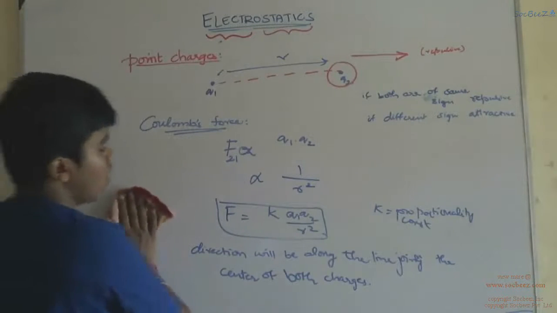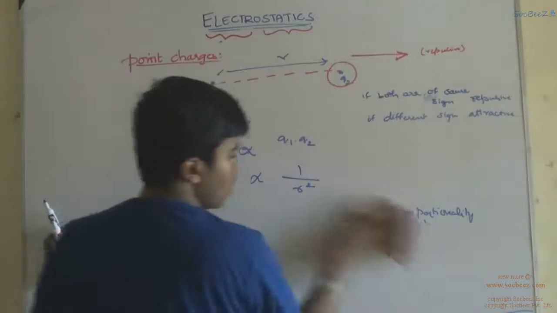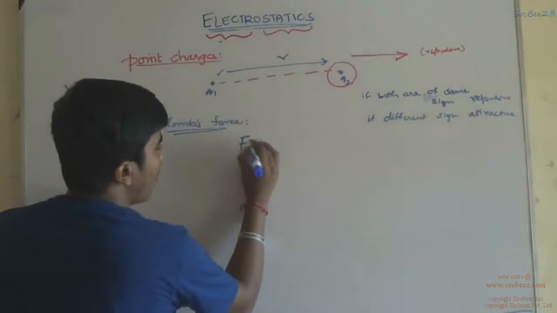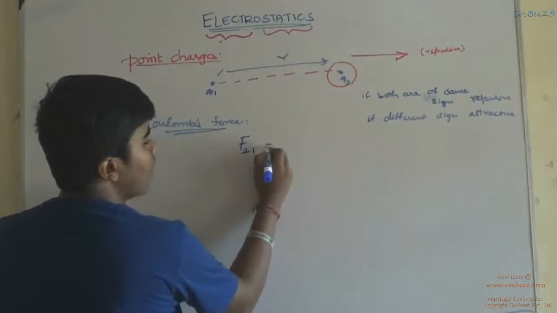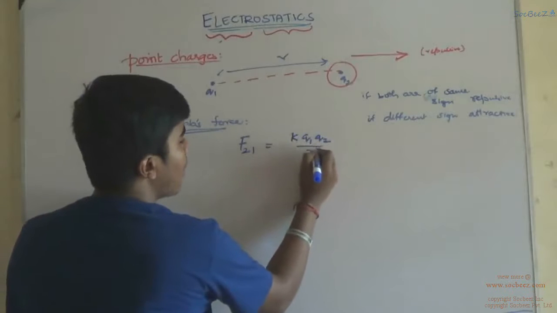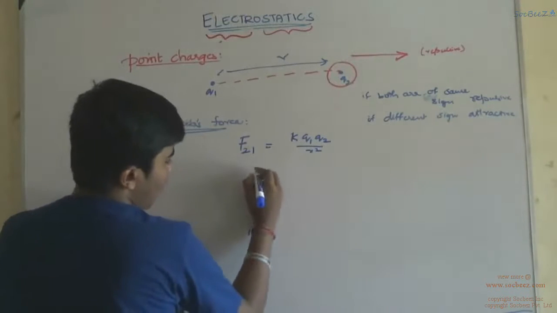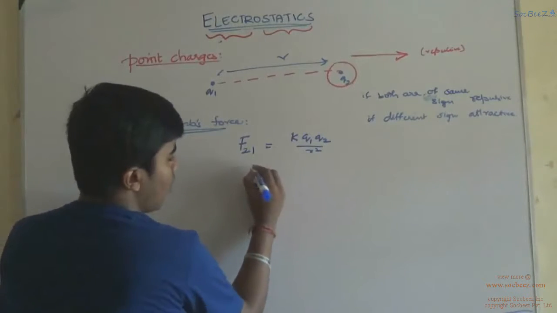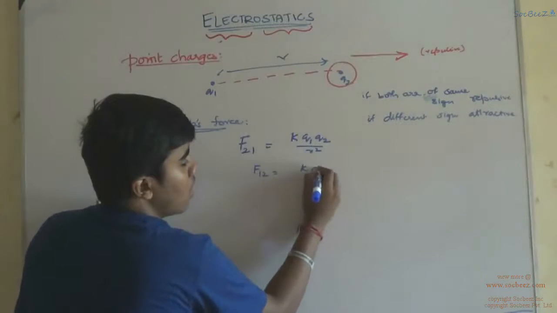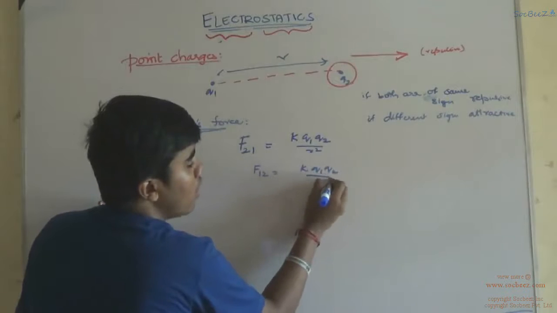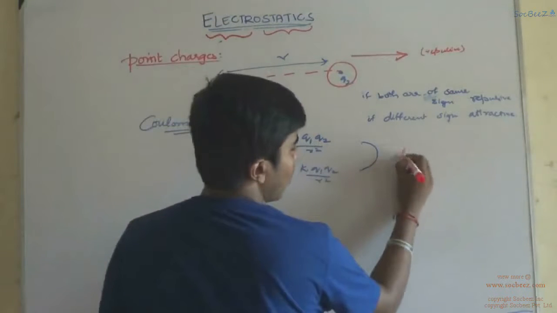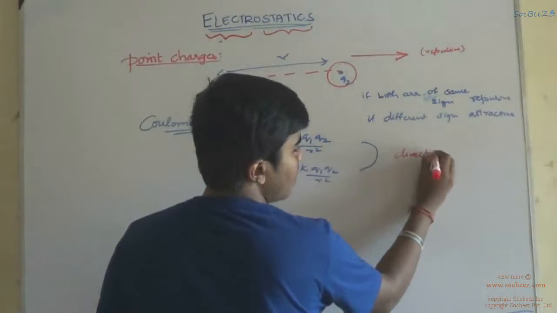Now we know this. Now what do we say? That force on 2 by 1 is equal to K times Q1 Q2 by r square. By Newton's third law, force on 1 by 2 will also be equal to K Q1 Q2 by r square. The only thing is, for both these forces, direction is opposite.